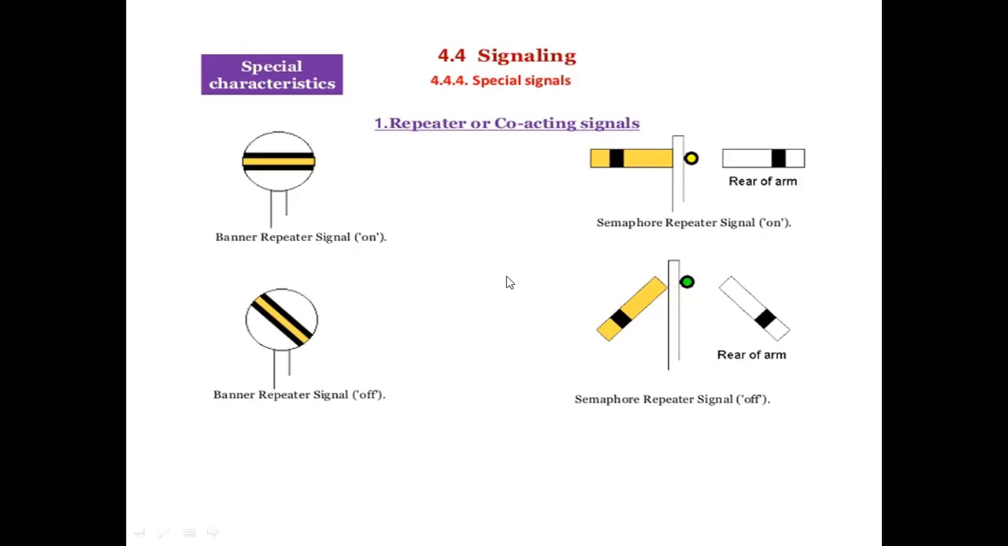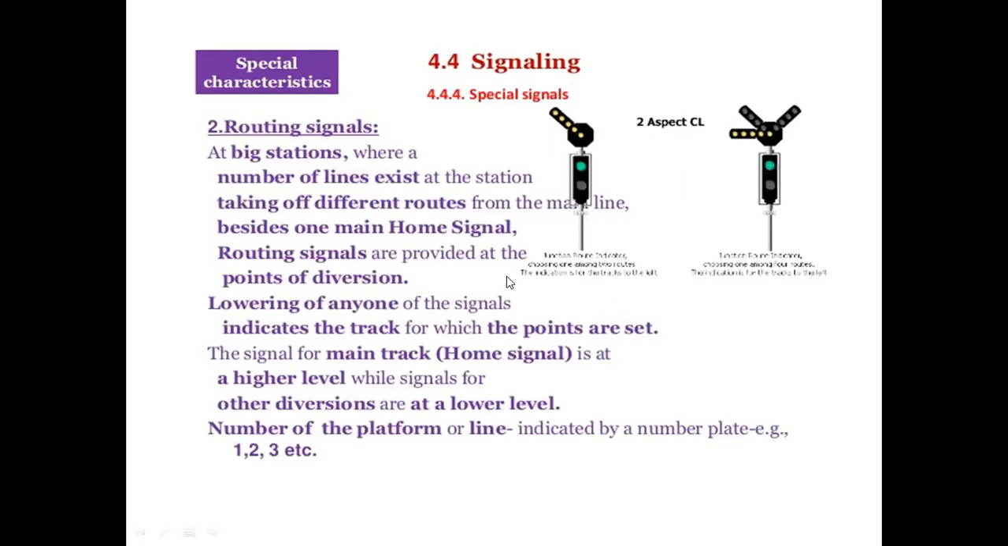Here you can observe the routing signals. At big stations where a number of lines exist, taking off these different routes from the main line, besides one main home signal, the routing signals are provided at the point of diversion. So lowering of any one of these signals indicates the track for which the points are set.